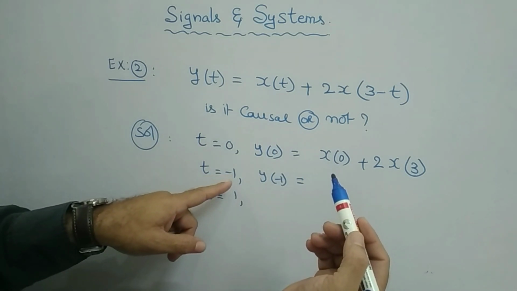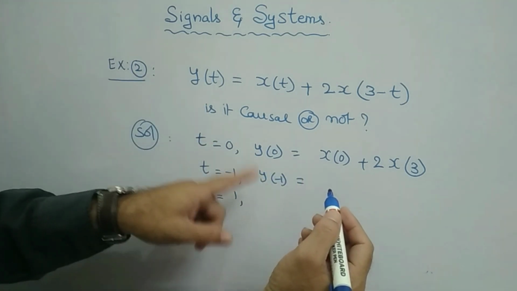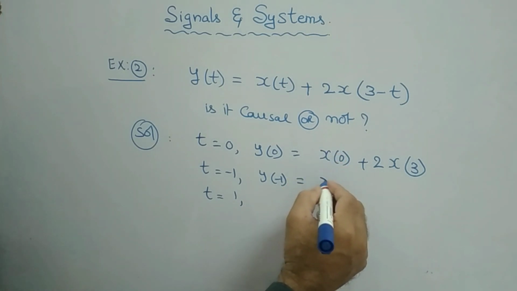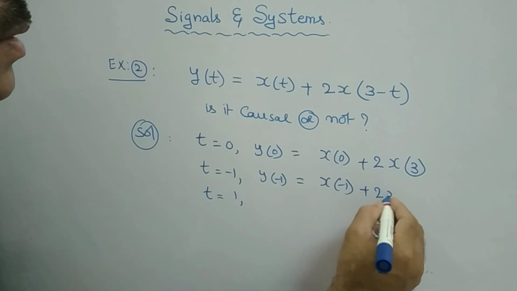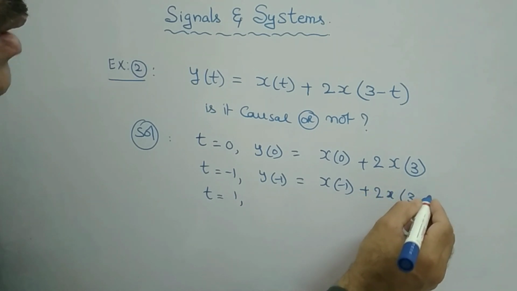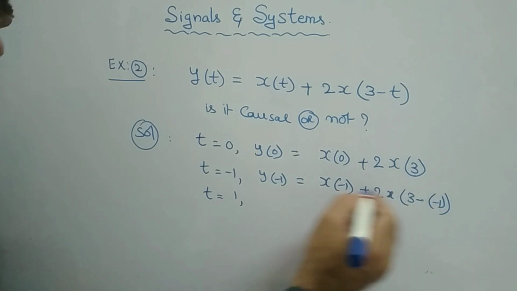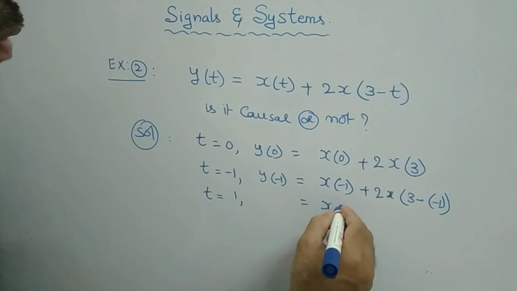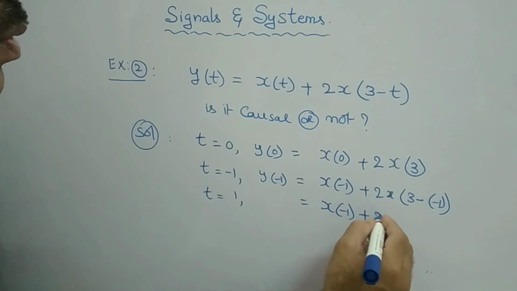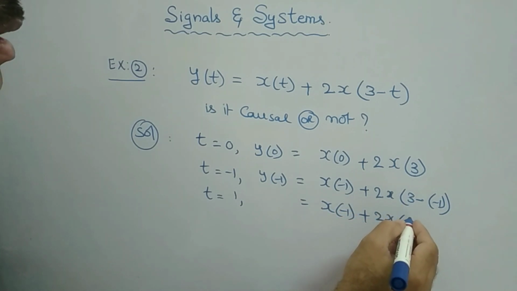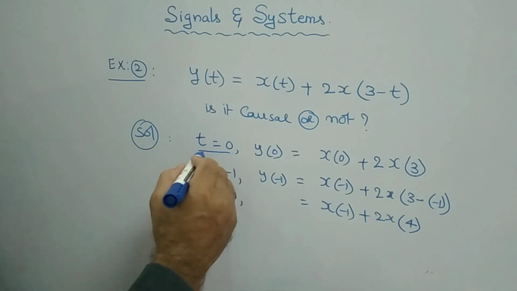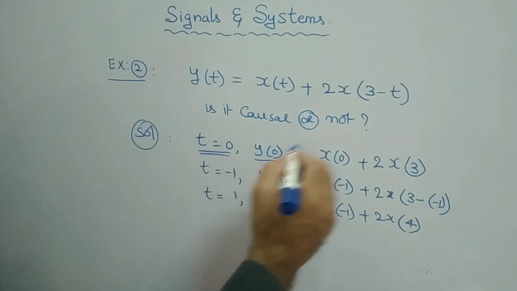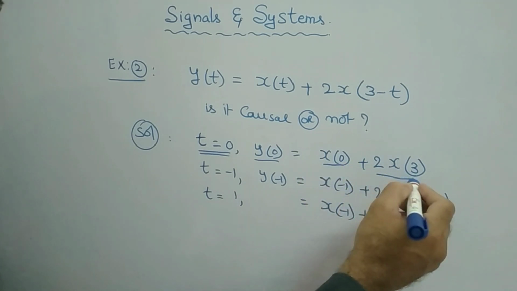Similarly, give minus 1. If you substitute minus 1, then x of minus 1 means t is minus 1, plus 2 times x of 3 minus t, which is minus 1. If you simplify this, it is x of minus 1 plus 2 times x of 3 minus into minus, plus 1. Therefore, 3 plus 1, it is x of 4. So at t equal to 0, your output y of 0 becomes x of 0 plus 2 times x of 3.